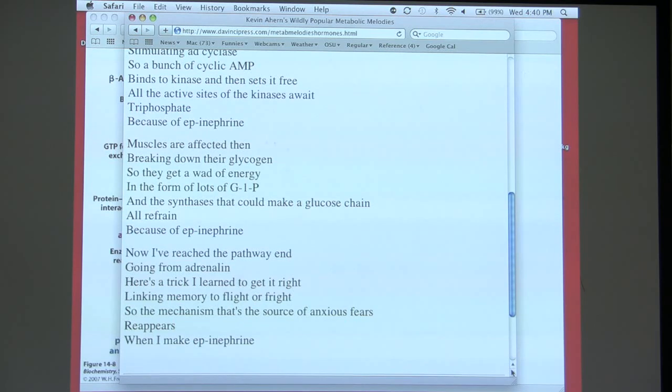Okay, I thought I had glucagon in it. I guess it didn't. Okay. So the G1P will make more sense later.